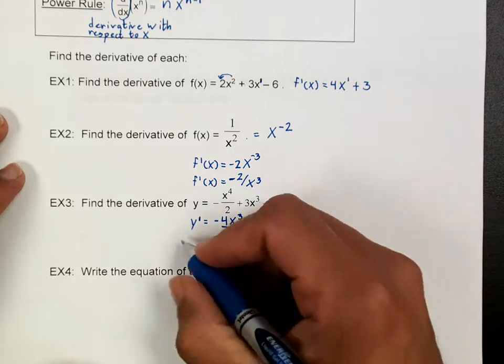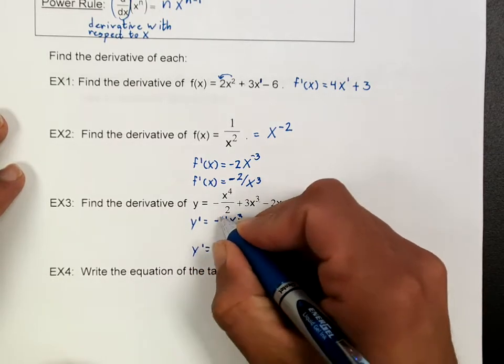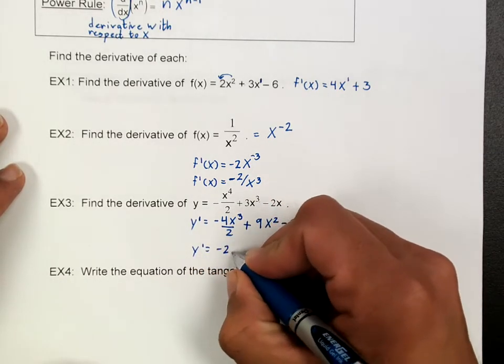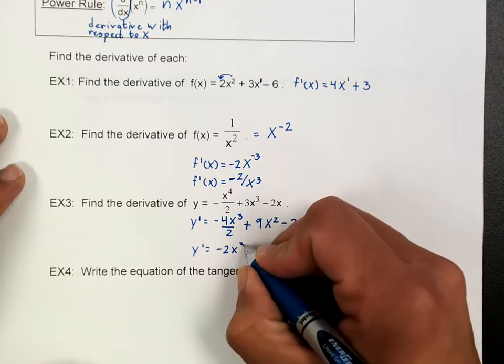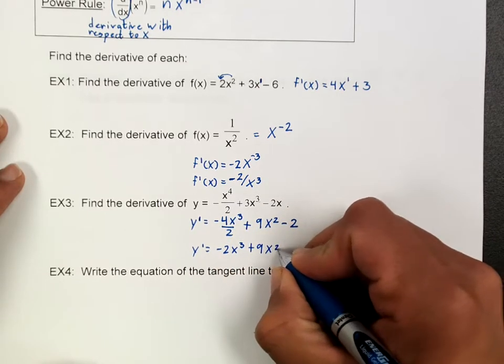If we simplify this by dividing it out and rewriting it, that would be your answer.